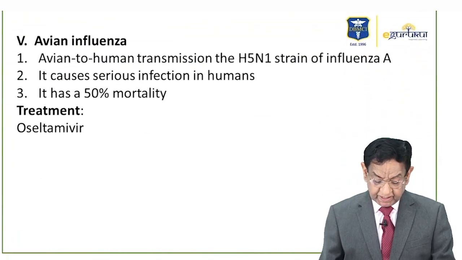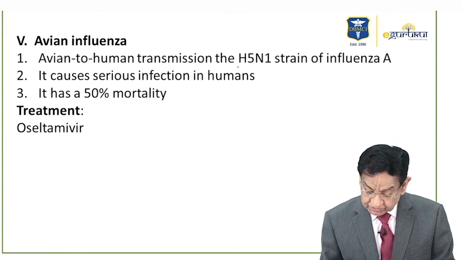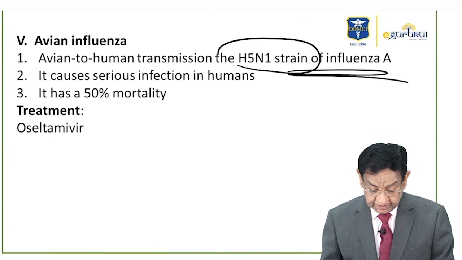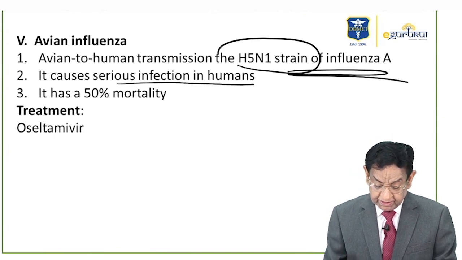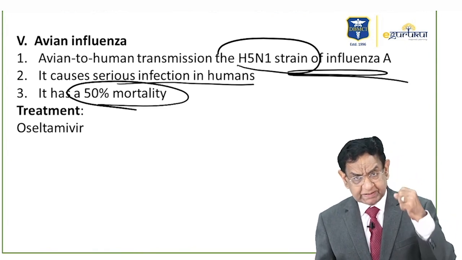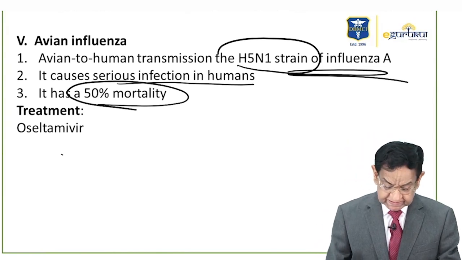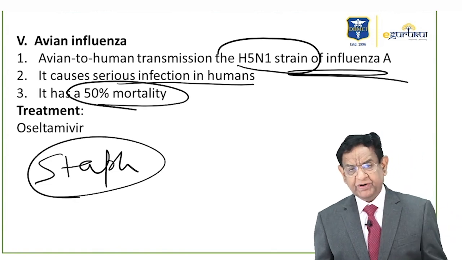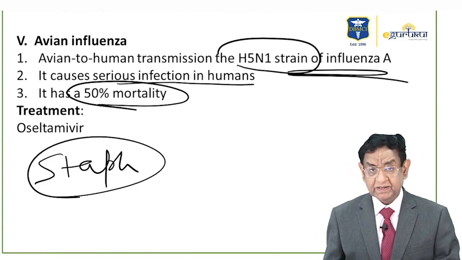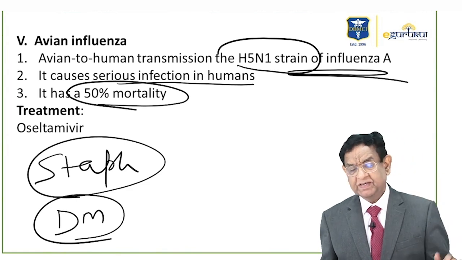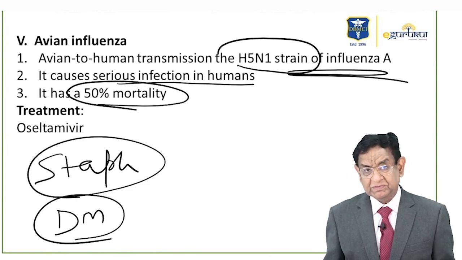Well, avian influenza transmission is the so-called H5N1 strain of influenza A virus. It causes serious infection in humans. Mortality is 50%, very high mortality, especially because this is often superimposed by staph infection, Staph aureus. And Staph aureus superimposing on this influenza is a deadly combination. And in case the patient has comorbidity of diabetes, then mortality goes even higher.